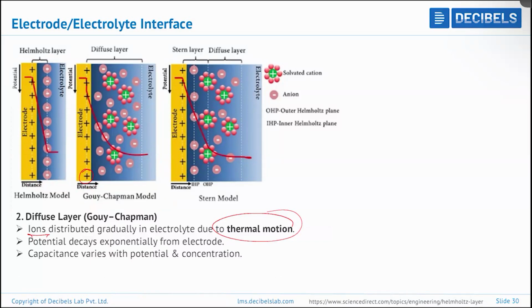The Guy-Chapman model has considered the solvated ions also. This is the solvated cations, and we have the anions next to that. It's not like a perfect layer, not like a perfect capacitor distribution. They've also considered the motion, and also the ions which are experiencing the repulsion and attraction when they're accumulating on the surface of the electrode.